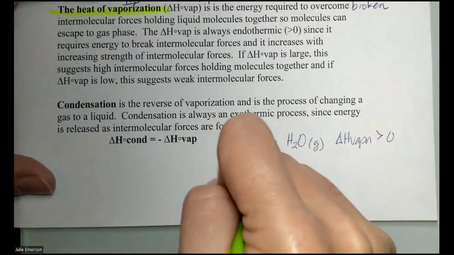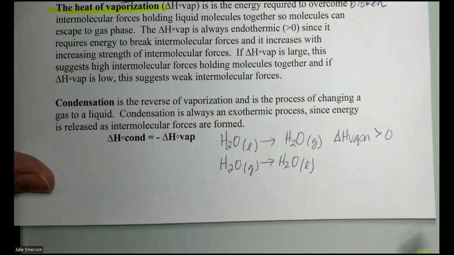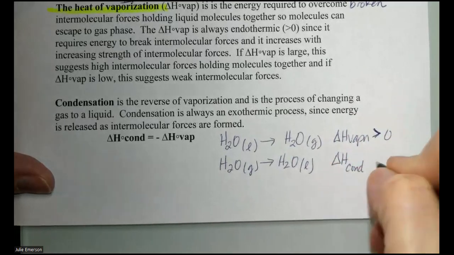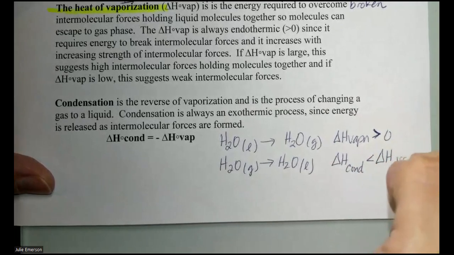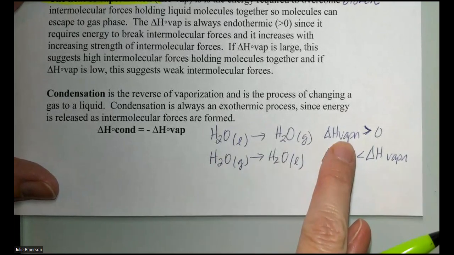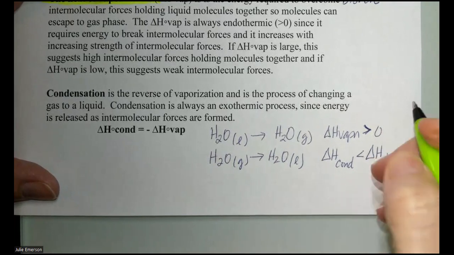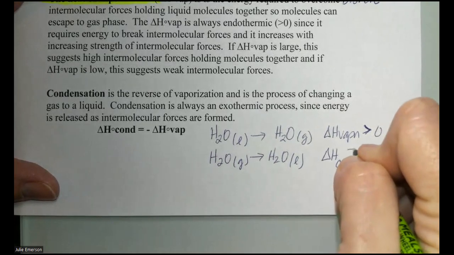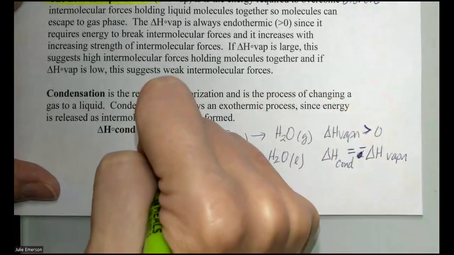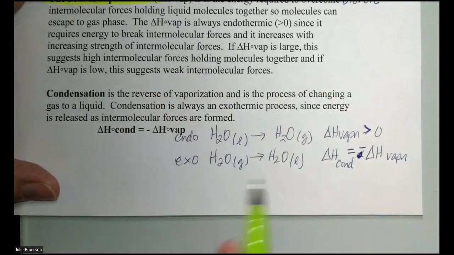If I reverse that and I go from a gas to a liquid, just like we did with Hess's law back in chapter 7, we know that if you reverse the reaction, your sign of delta H just flips. So in other words, if my heat of vaporization, let's just throw out a number, is 40 kilojoules per mole, then my heat of condensation is negative 40 kilojoules per mole. That's not what I meant to put there. I meant to put equals a negative. So I was going to say it's exothermic. Anyway, vaporizing is always going to be endothermic, whereas condensation is always going to be exothermic.